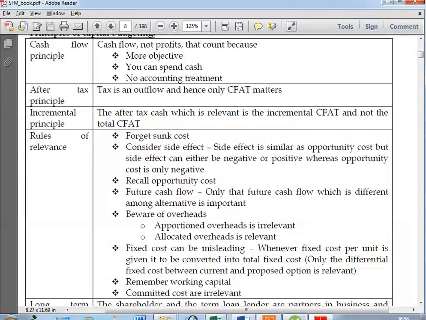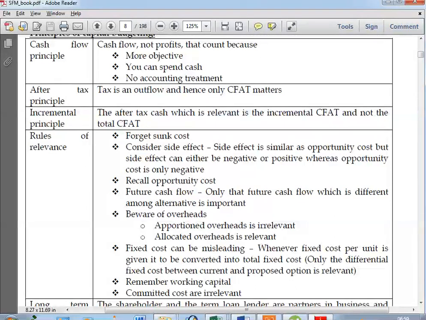So if I do the project, there is a 2 lakh saving. So the material cost for the project is minus 2 lakh because there is a saving of 2 lakh rupees. So that is called a side effect. When you do a project, you may have certain side effects also. Future cash flow is relevant, overheads you will have to ignore.